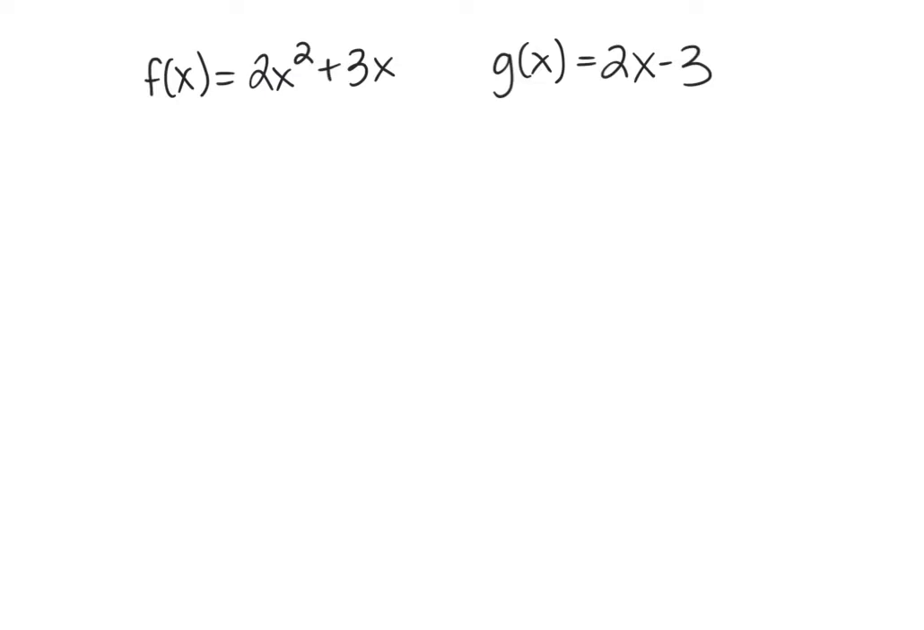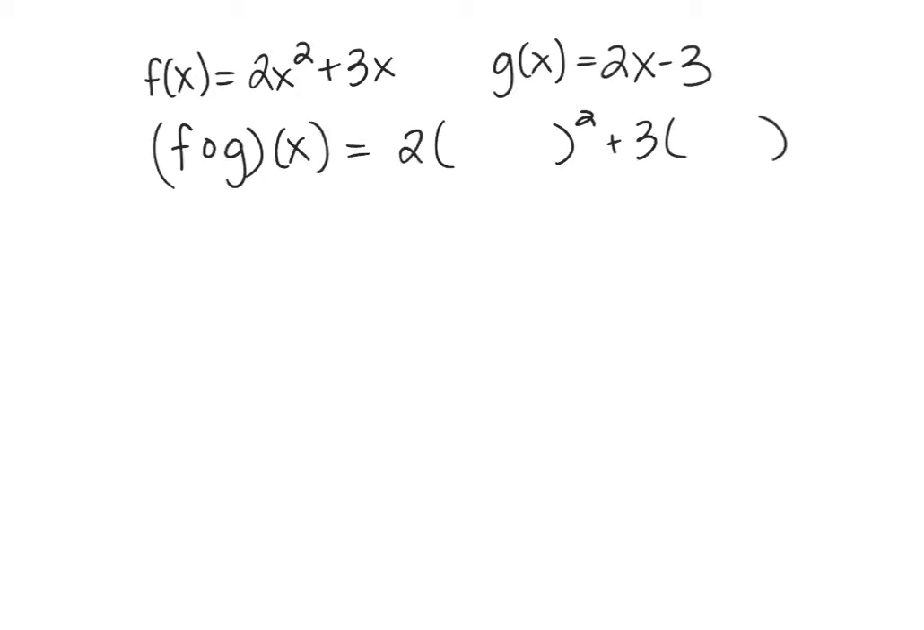Let's take a look at these composition problems. So the first one, we had f of g of x. And what that means is we need to replace all of the x's in our f function with the g function. So notice here, instead of 2x squared plus 3x, I put in that 2x minus 3 in for x.